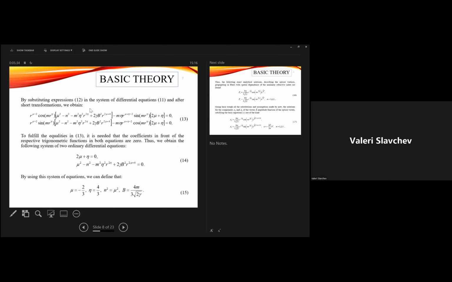By substituting expression 12 in the system of differential equations 11, and after short transformations, we obtain equation 13. To fulfill these equalities in 13, it's needed that the coefficient in front of the respective geometric functions in both equations is equal to 0. Thus, we obtain the following system of two ordinary differential equations, 14. As you can see here, by using this system of equations, we can define the constants mu, eta, and p.